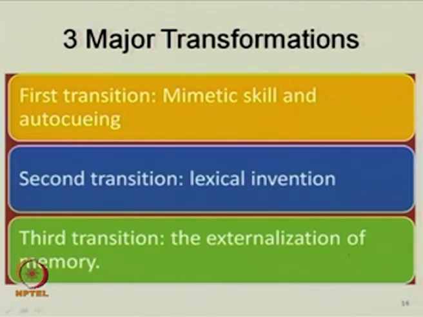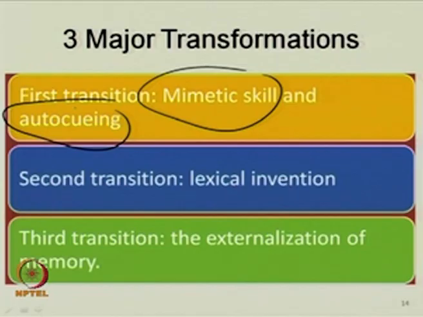And he declares this in the beginning really, and he says that this entire development through a brain culture symbiosis has to be seen or studied under three major transformations throughout prehistory and history. The first transition, and I will explain all of these through his work, is something that entailed a kind of skill known as mimetic skill and auto-cueing. These are the two features of the first phase, okay, mimetic skill and auto-cueing.